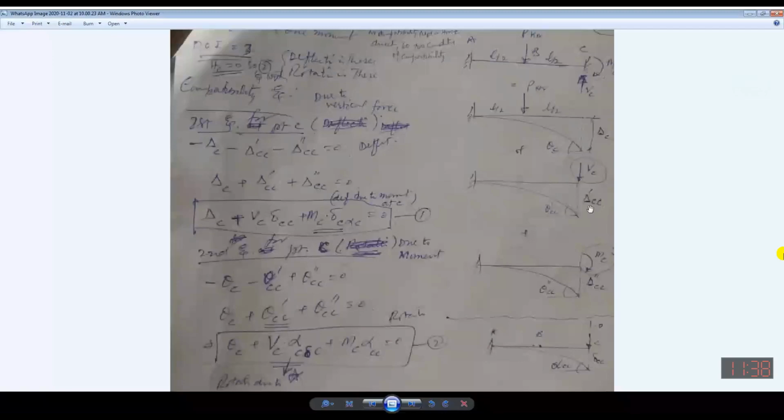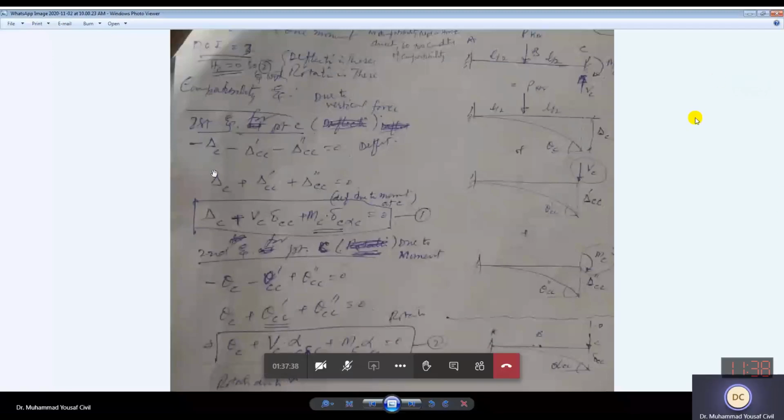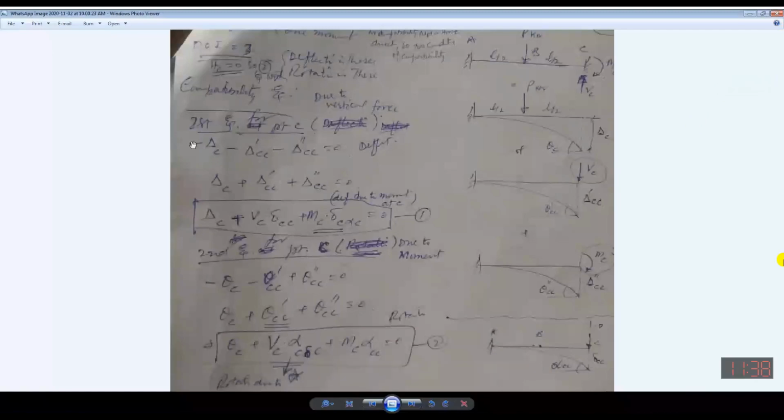Now, as far as the rotation is concerned, theta C plus theta dash CC plus theta double dash CC should be equal to 0. So the first equation is this one, and you can see all the deflections are downward, all are downward, equal to 0. It is basically a summation, so since they are in the same direction, I can take it as this one.